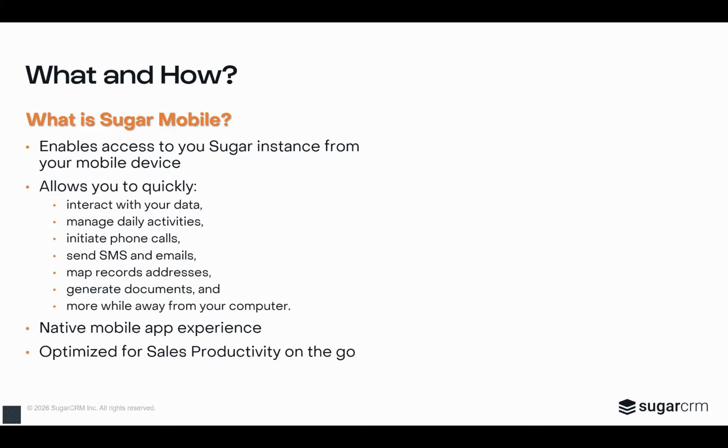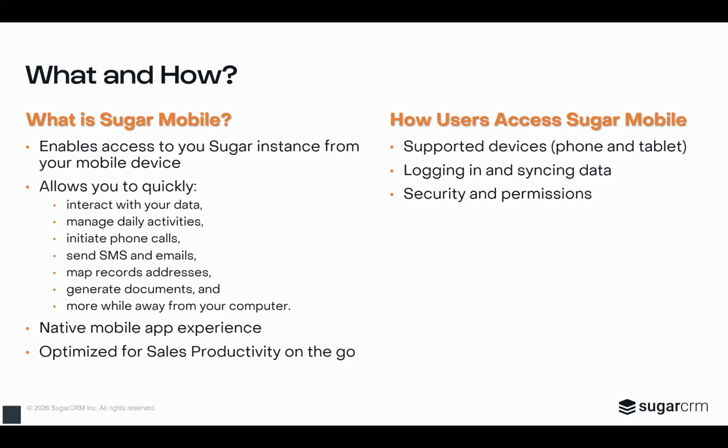You can add activities. We talked about activities last week: calls, meetings, notes, tasks, emails, any of those things. You can also add those into Sugar. It even has map coordinates. You can generate documents if you have templates already done. If you have saved searches within Sugar, you can use those saved searches also within your mobile app. And it uses the native mobile app experience, so things that you are normally familiar with in other apps will be very similar in Sugar. And it helps you optimize your sales productivity when you're on the go.